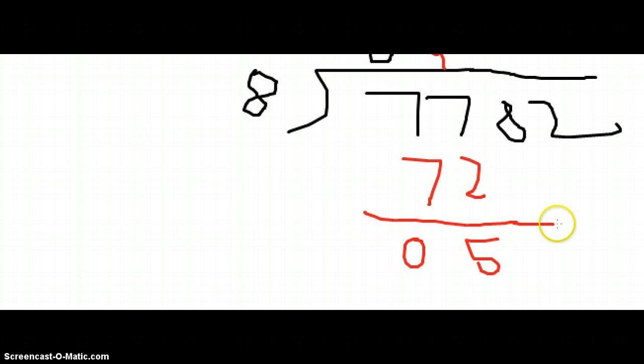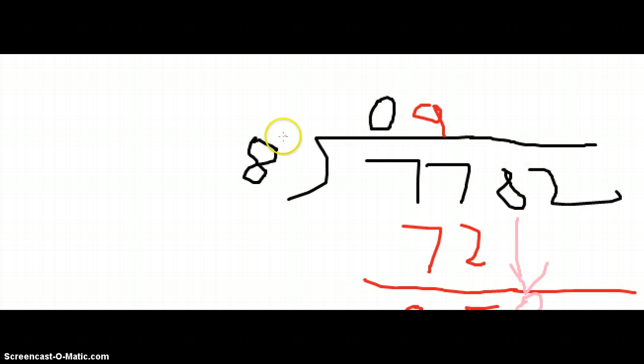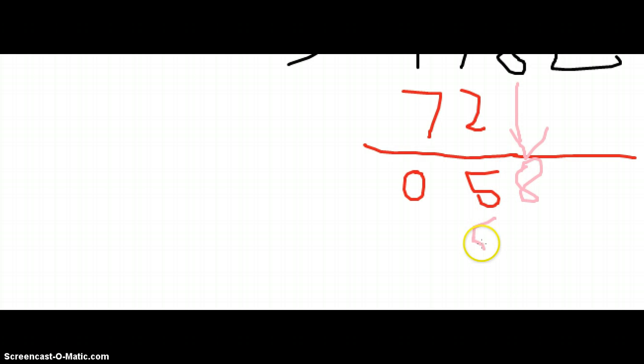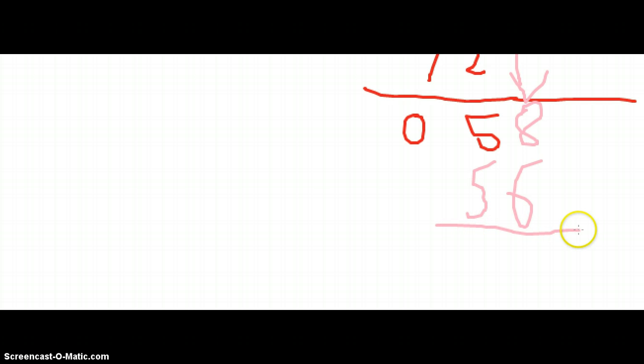Then after you're done, you're going to bring the 8 we have here down, and make it 58. Then you're going to make it 8 times 7, 56, because that's the closest to 58. Then you write 56, and you subtract it from 58 again. You get the quotient 2. You got the answer 2.